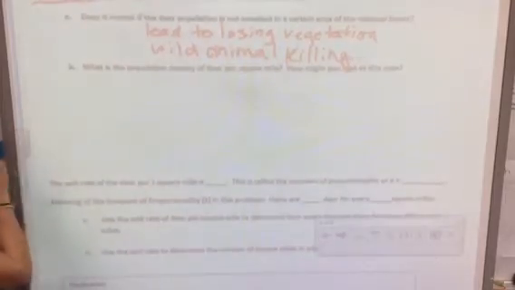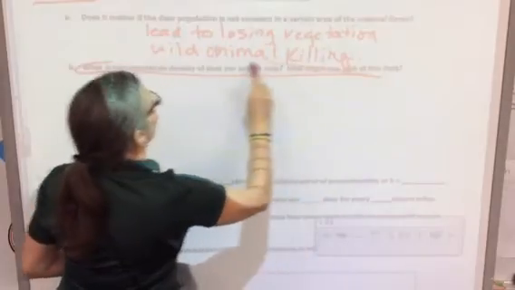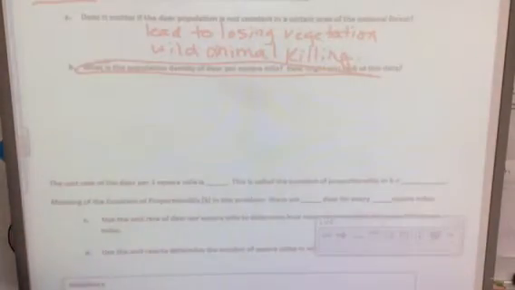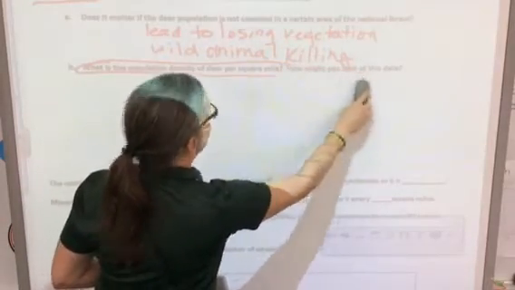So the big thing here is we want to know if they need to be worried. We're going to do that by finding out the population of the deer per square mile. And we're going to look at this data. I'm going to look at it in a table.